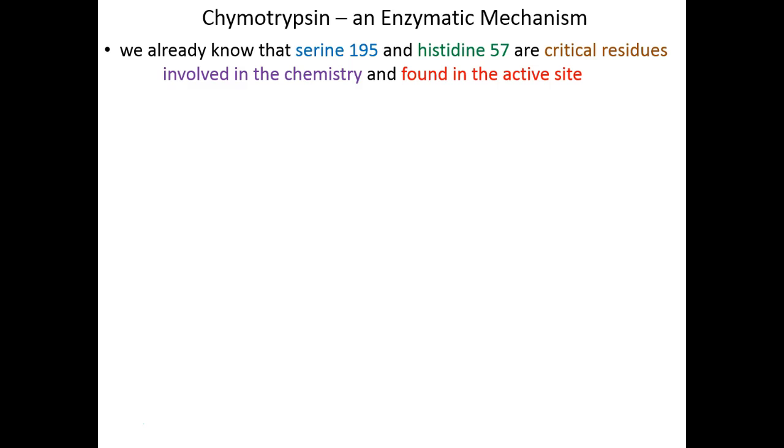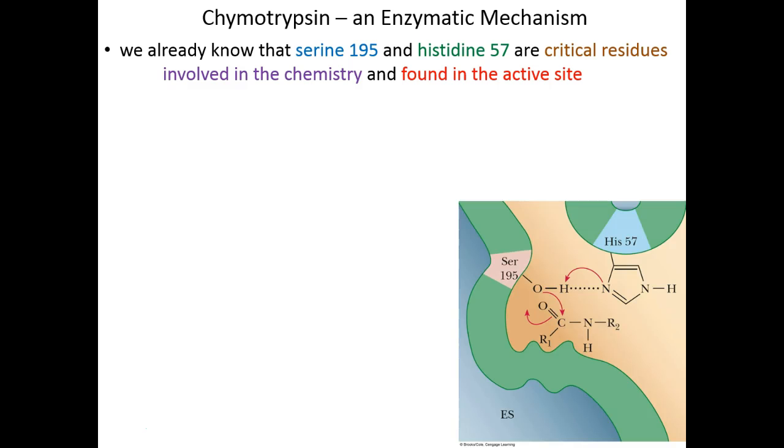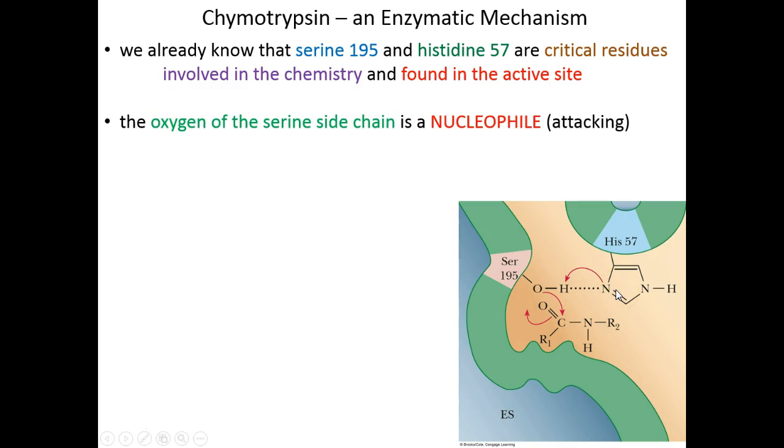We already know from the previous chunk that serine 195 and histidine 57 are the two most critical amino acids of the enzyme, and both of them are found in the active site. Also, both are reactive, with histidine having a true charge and serine having a hydroxyl group. So here they are. Serine 195 in this schematic is right here. Here is the hydroxyl group of the serine side chain, and histidine 57 is here with its side chain as well. Histidine of course has an aromatic ring, and that ring contains nitrogens which can be protonated.